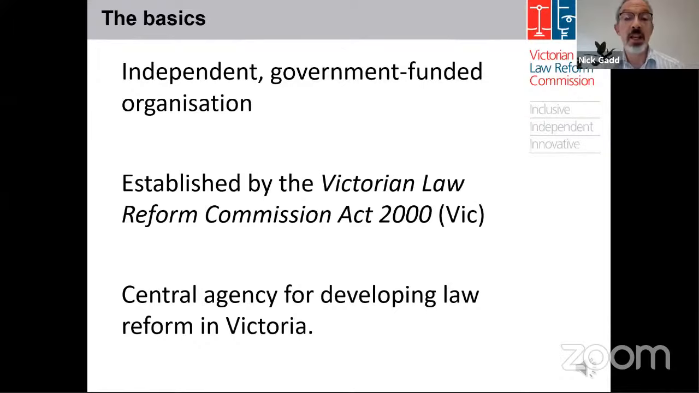And the VLRC is the central agency for developing law reform in Victoria. Not the only body that's involved in law reform. There's also a parliamentary committee. There's also the Department of Justice. Law reform happens in other places too, but the VLRC is the central agency.